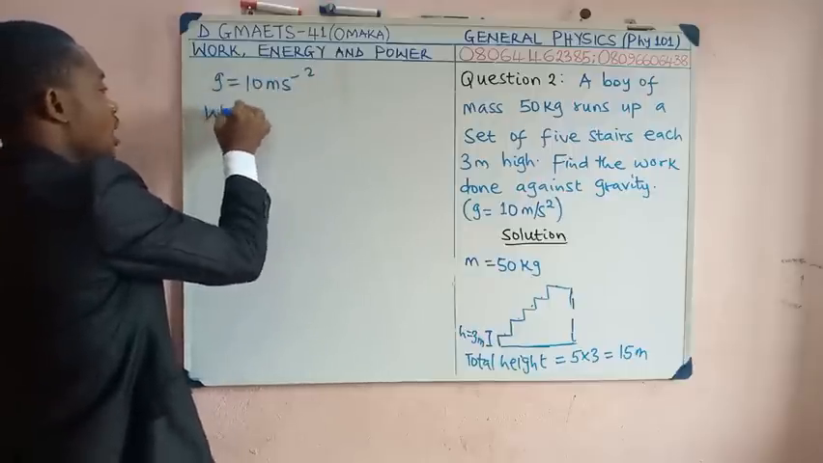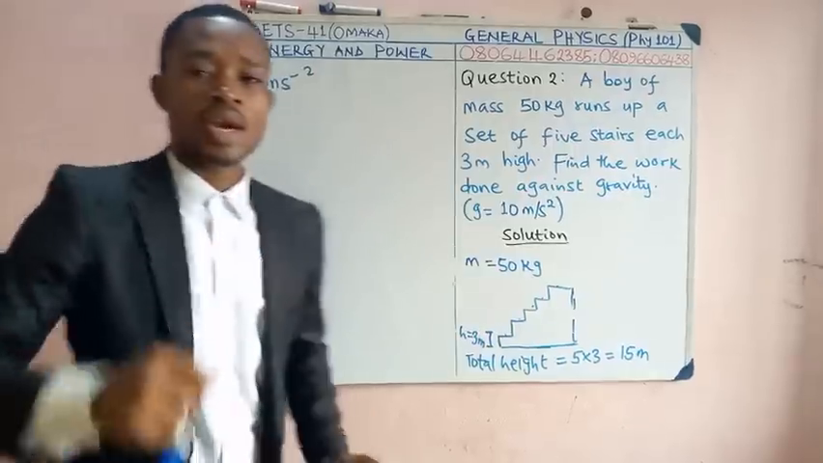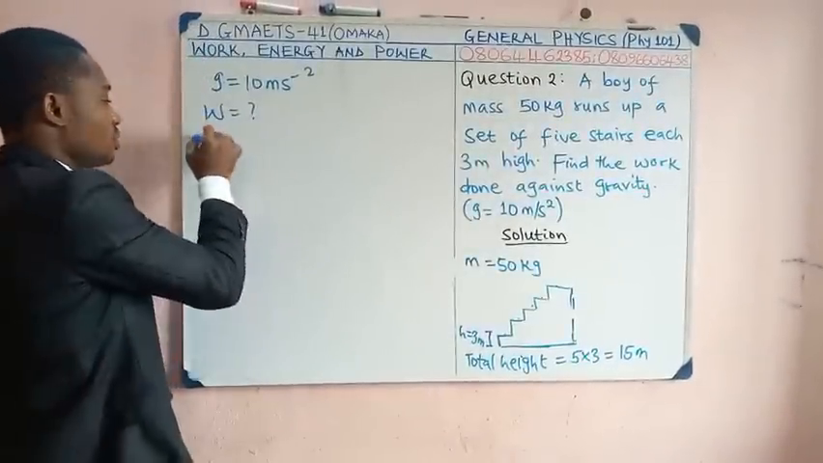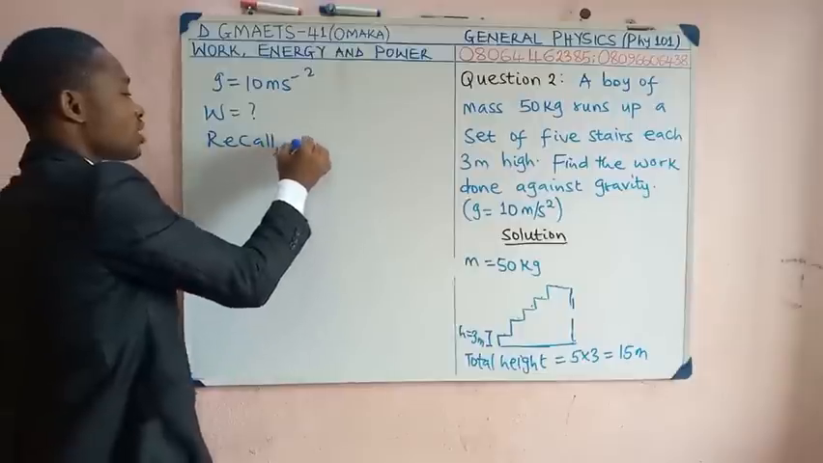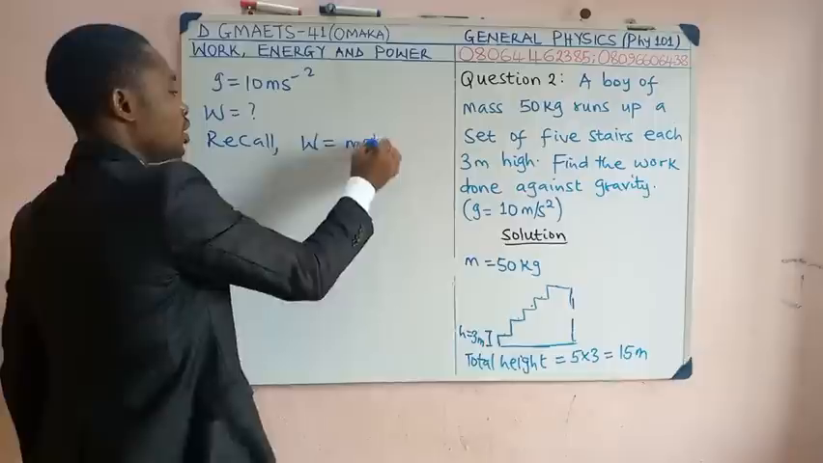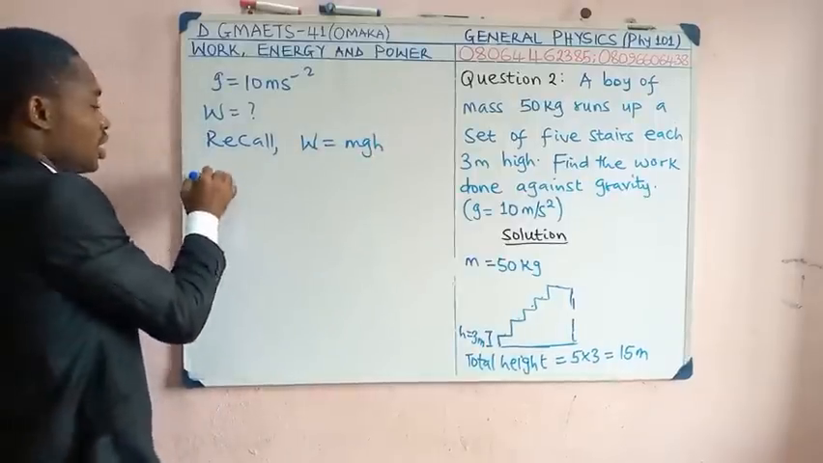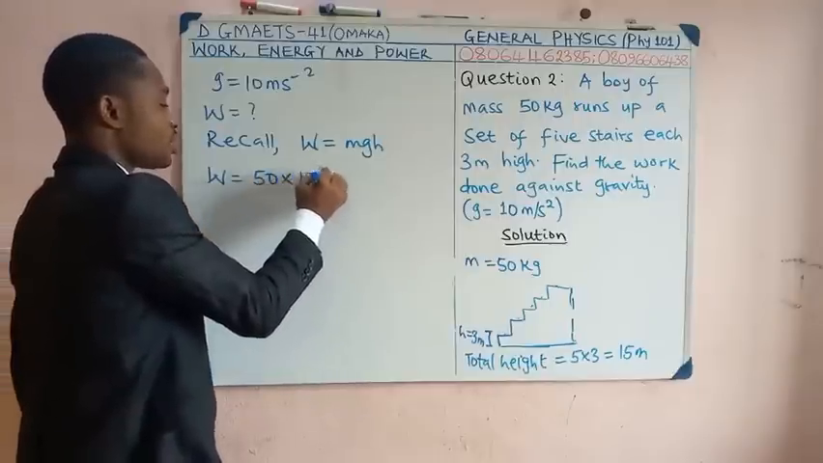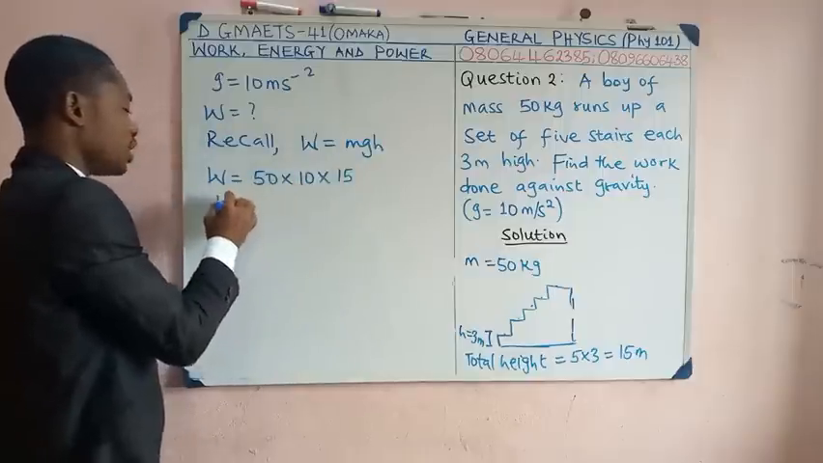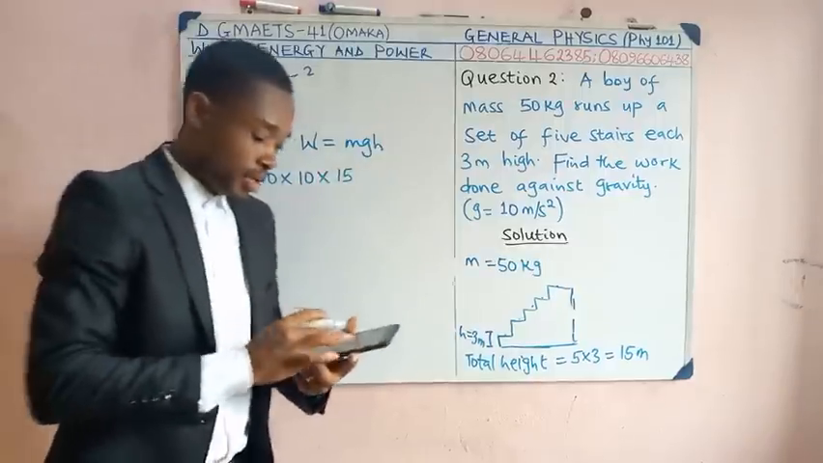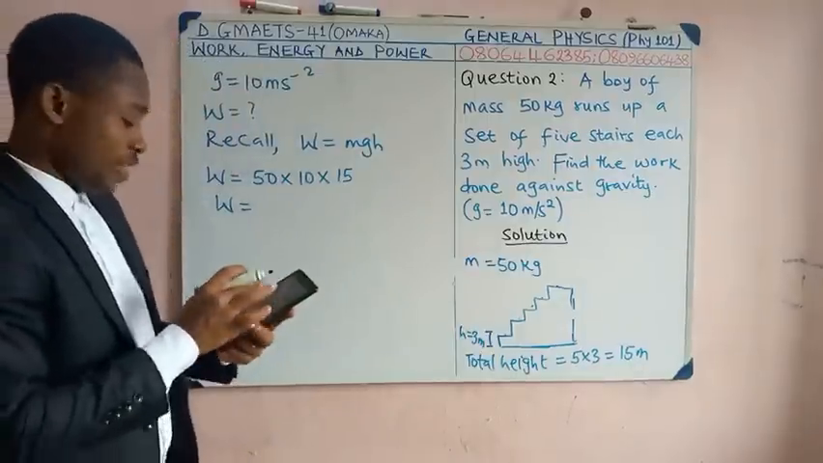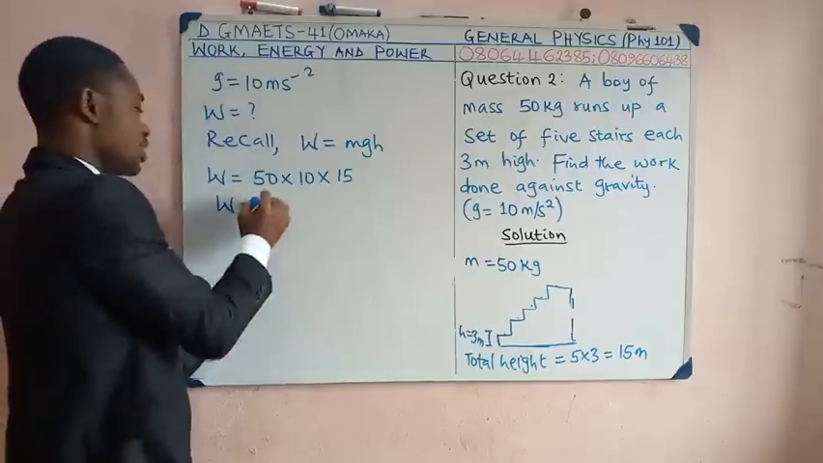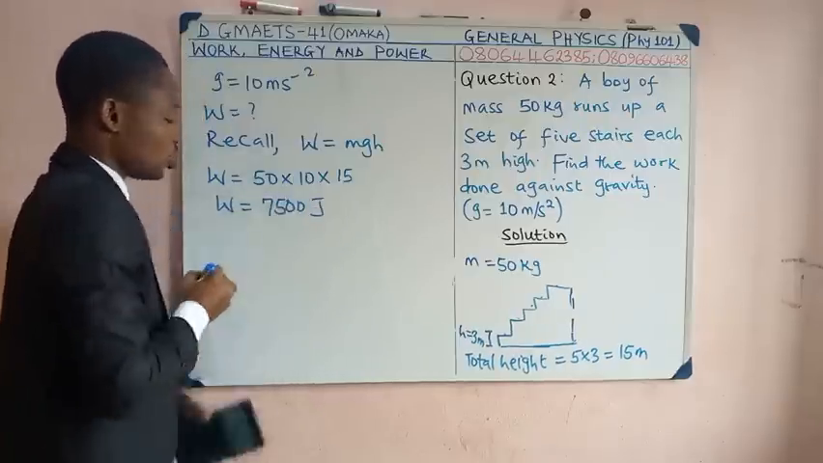We have to calculate the work done against gravity. Generally, for work done in a force field, a gravitational field, we need to recall that work in this case is mgh. Then W will be equal to the mass of the boy, 50, multiplied by 10, acceleration due to gravity, times the total height, 15. So let's multiply this and see what we get. That's 500 times 15, which is 7,500 joules.